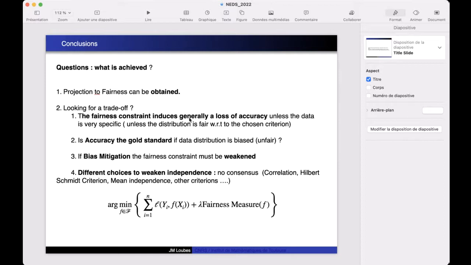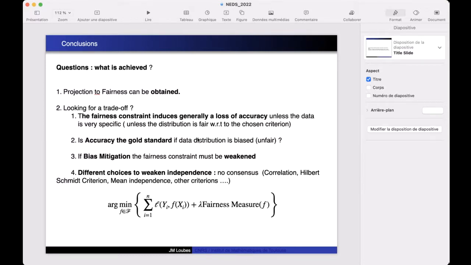The question is also, maybe accuracy is very important for me, and the price to pay is too much. So in this case, if the price to pay is too much, then I want to just mitigate bias, and I want to replace my condition of independence. So I want to weaken the notion of independence.